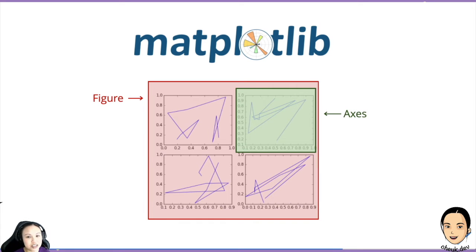Second thing, each of these plots is actually called an axes. I don't know why it's called axes. It's not axis, because axis is the x and y axis. So it's axes. There may be a reason behind it. Maybe that's how it's called in MATLAB. I don't know. So each of these is an axes.